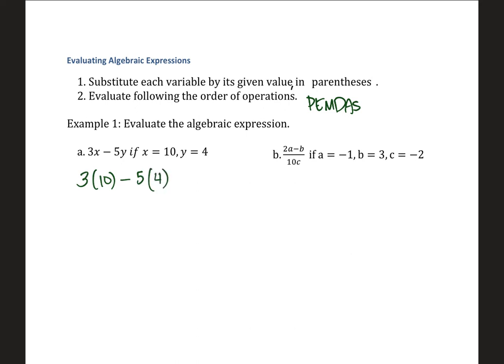And whenever you're substituting in these values, keep in mind that if there's a coefficient or a number in front of your variable, it's going to be multiplied together. It's not 310, it's 3 times 10. So now we're going to follow the order of operations. We're going to multiply before we subtract. So we have 30 minus 20. From there, we'll subtract. 30 minus 20 is positive 10.